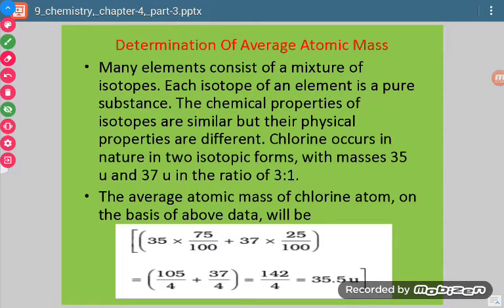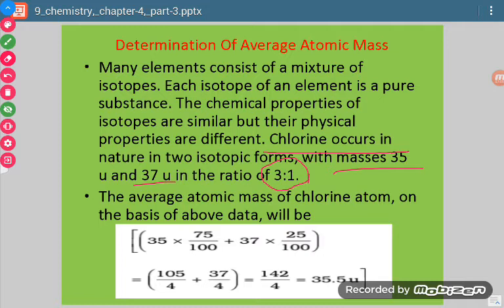Now chlorine occurs in nature in two isotopic forms. One has mass 35 and the other has mass 37, and their existence is in the ratio 3:1. 3:1 means that the form which has atomic mass 35 exists in 3 parts and 1 part exists as 37 unified mass chlorine. So it means 75% is 35 unified mass chlorine and 25% is 37 unified mass chlorine.